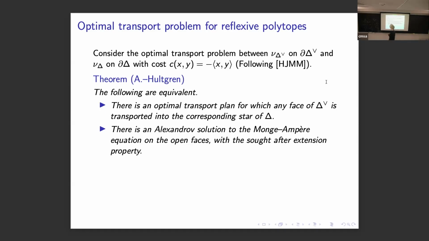So in this picture, let's maybe change the rules. So we have transport going in this way. You want this phase to be transported into this corresponding star, and not, in this case, not on this facet. So that turns out to be something you need.